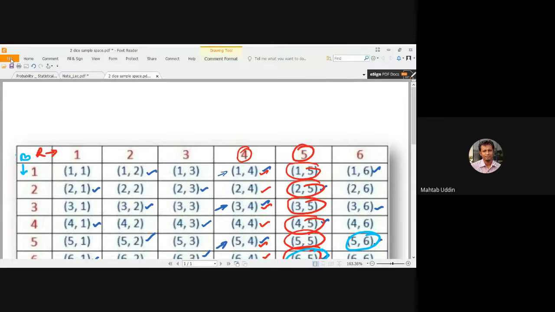So I am saving. Otherwise it may be lost.